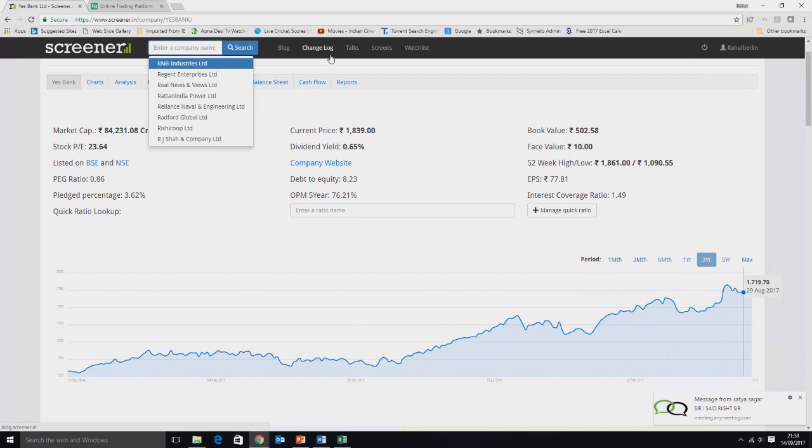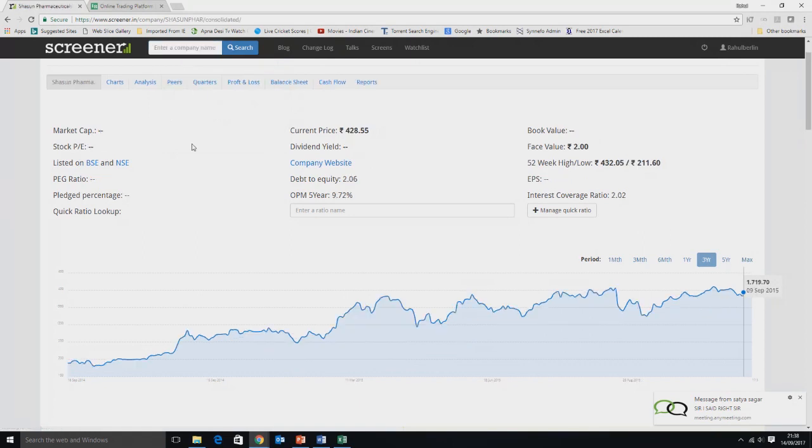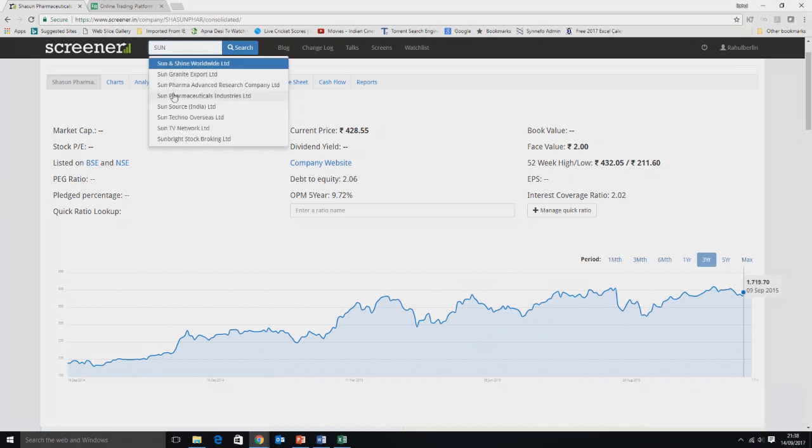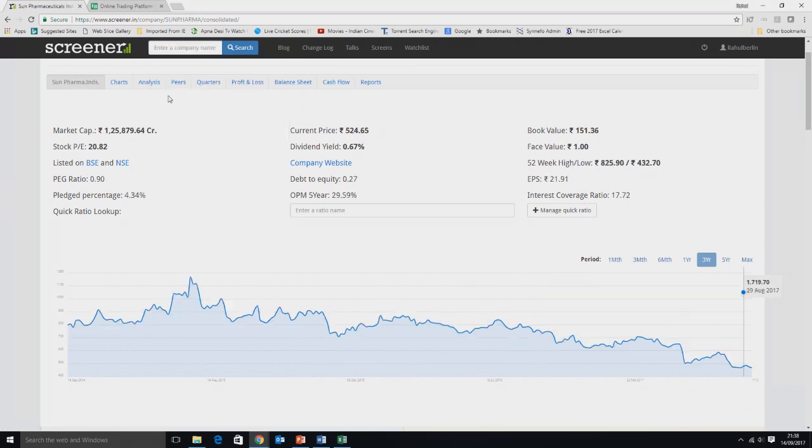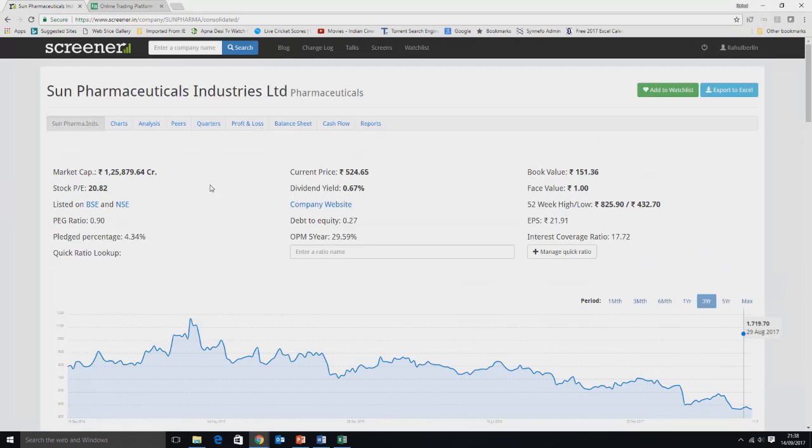Gaurav asked about Sun Pharma. So let's see Sun Pharma. Sun Pharmaceuticals. Right. So this is Sun Pharmaceuticals. Book value and the current price, the ratio of the current price with book value, it's okay.